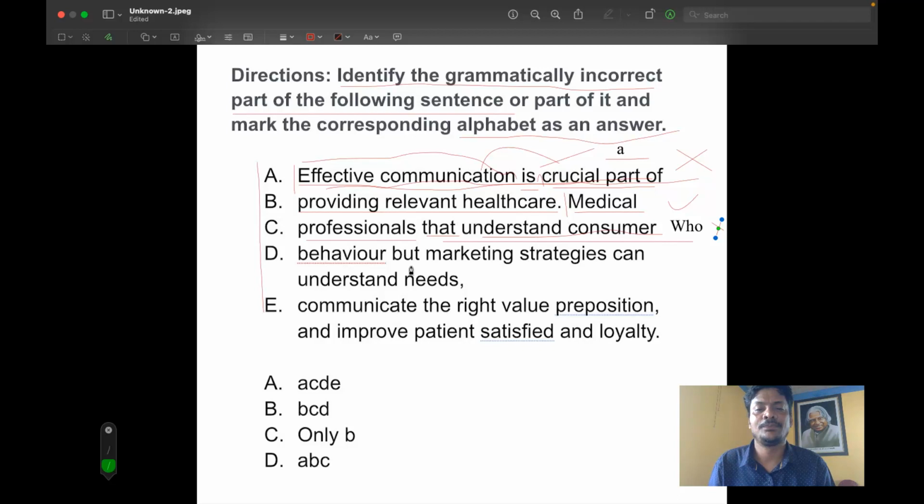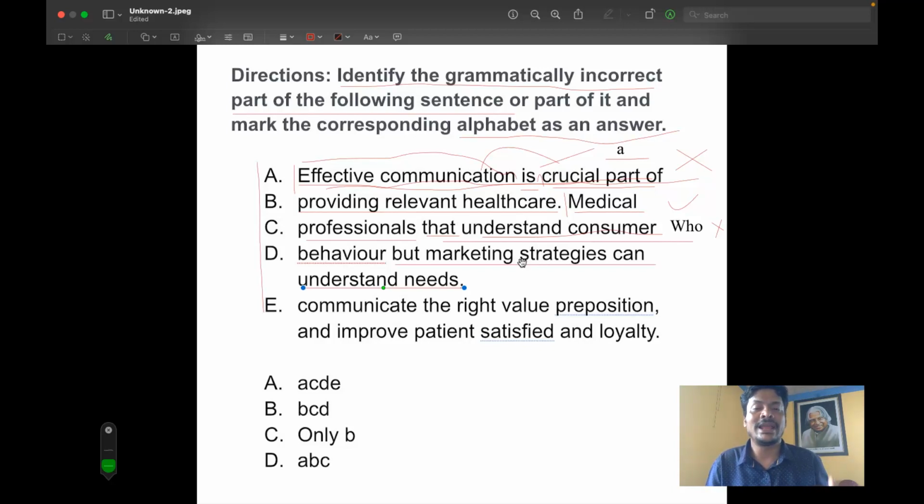So A and C. Next is: marketing strategists are called medical professionals that understand consumer behavior, but marketing strategy can understand needs. Right. Now, what can understand needs? But marketing strategy can understand needs. No, it should be: medical professionals who understand consumer behavior and marketing strategies.